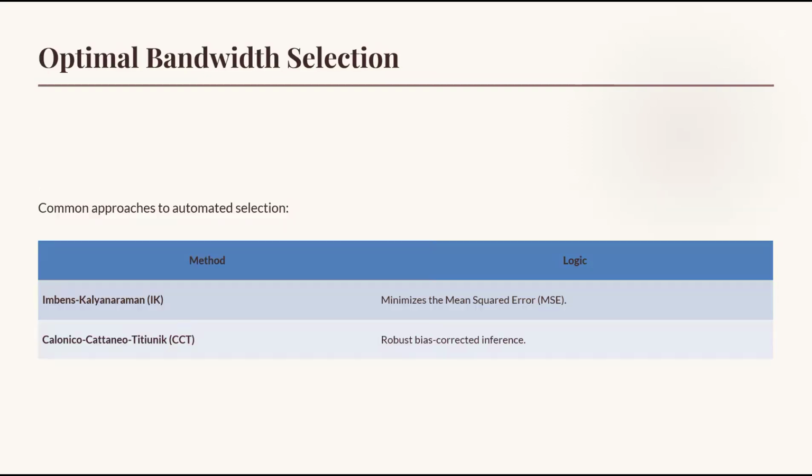Optimal bandwidth selection. Common approaches to automated selection: the IK method, whose logic minimizes the mean squared error, MSE, and the CCT, Calonico et al., robust bias-corrected inference. The IK minimizes the mean squared error, and the CCT provides robust bias-corrected inference.